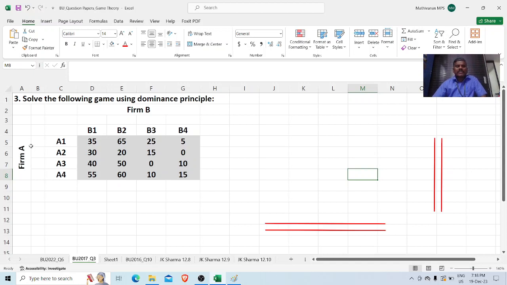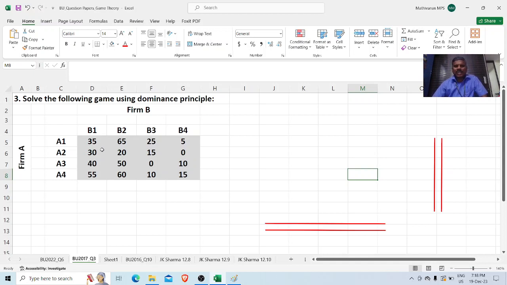When firm A is using the first strategy A1, it is going to make a gain of 35 points, 65 points, 25 points and 5 points, when firm B uses the strategies B1, B2, B3 and B4 respectively. We observe that all the values in the payoff matrix are positive. That means irrespective of the strategies used by firm B, firm A is going to win this game.